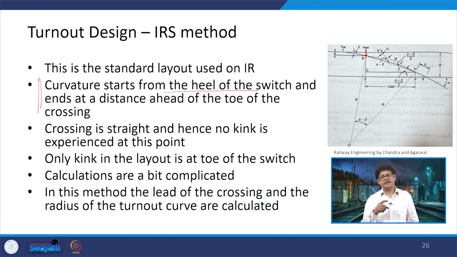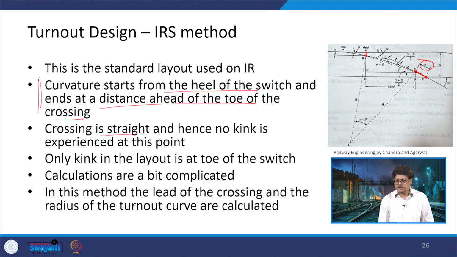Now, previously we said it is ending at TNC. TNC was at this point, but now what does it say? It says it ends at a distance ahead of the toe of the crossing. That means this is the toe of the crossing, and at some distance ahead this curve stops. This distance h is known to us. So, as soon as the value of h is given to you in your numerical, it means you have to work with the IRS method. Or otherwise, it may say that the curve is starting at the heel of the switch and is ending at a distance ahead of the TNC, and then also this IRS method will be used.